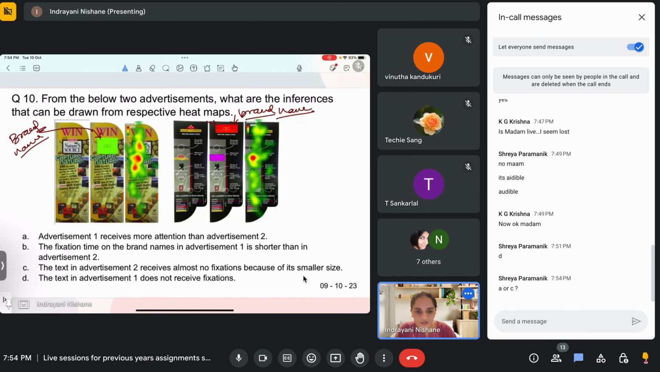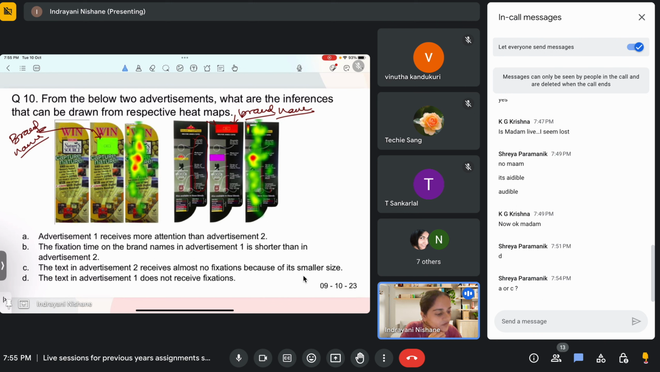Then let's read option C. The text in advertisement 2 receives almost no fixations because of its smaller size. So this we are drawing inferences. That's why we can establish this thing, because of its smaller size, it may not have been receiving more fixations. So here is the text data on this side of the image, so you have to map this and make your conclusion. Now last option D, text in advertisement 1 does not receive fixations.